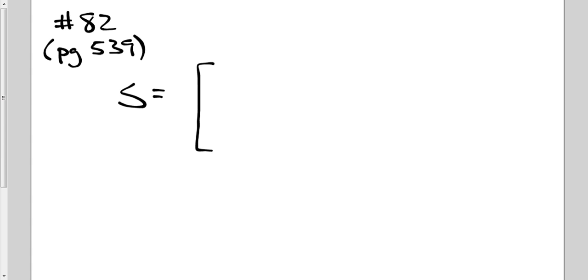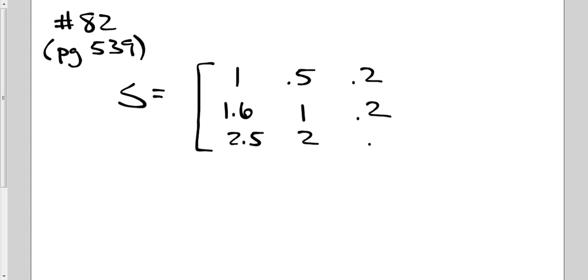I'm going to leave the units out though, okay? So 1, 0.5, and 0.2. Is it a problem that I have non-integer values here? Actually, I'm not going to. I'm just going to make that a 1 because why have the 0.0, right? And then 0.2. And then lastly, it's 2.5, 2, and 0.4.